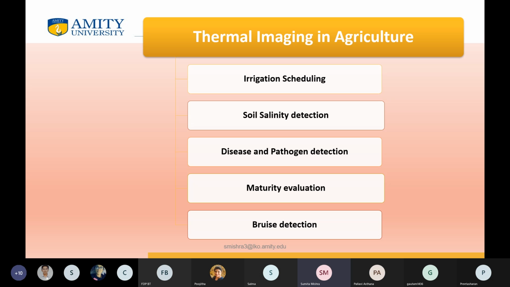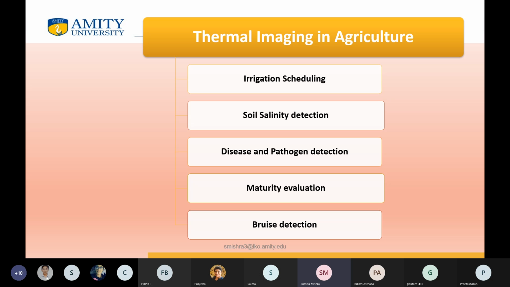Then the third area is disease and pathogen detection. This is one of the widely explored areas. There are many people working in this area, and you get a lot of literature on it. Then a new use of thermal imaging is being explored in the maturity evaluation of fruits. There are certain fruits and vegetables where you can find out whether they have matured or not using thermal imaging. This is basically used for automation also, so that automation can be applied.